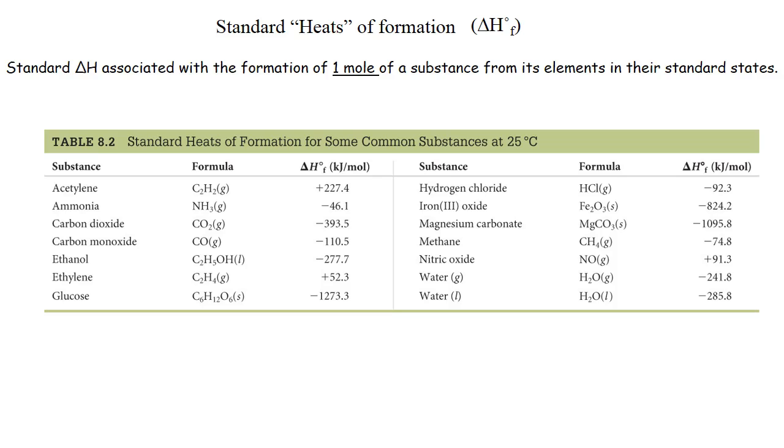1 mole of a substance, and so that means that whatever you're forming, whatever the heat of formation value is given for, there's only 1 mole of that being formed, which means that the stoichiometric coefficient in front of your product is going to be a 1. The substances listed here would all be the products in their reactions from its elements, and whatever elements make up that substance would be the reactants in these reactions.